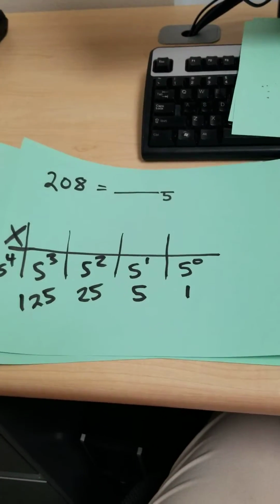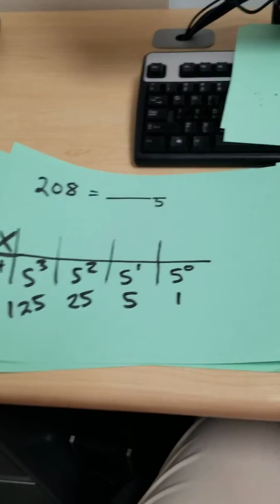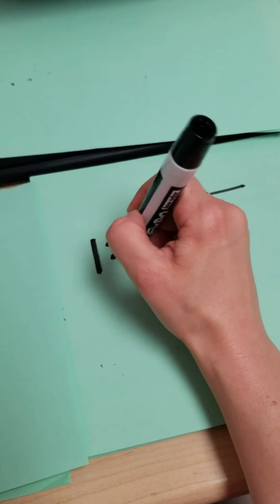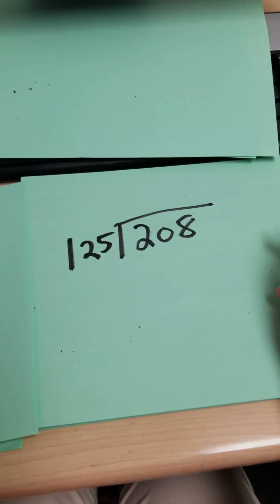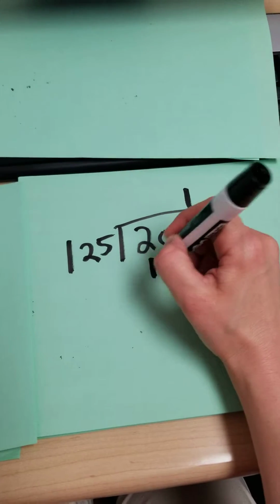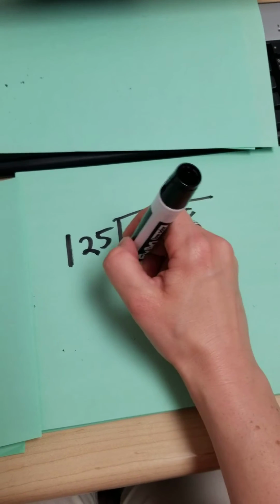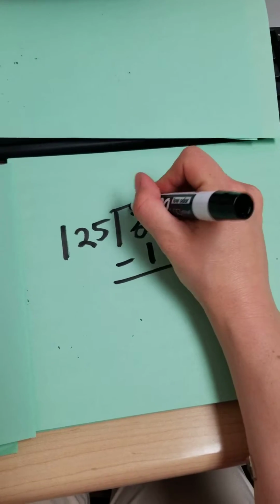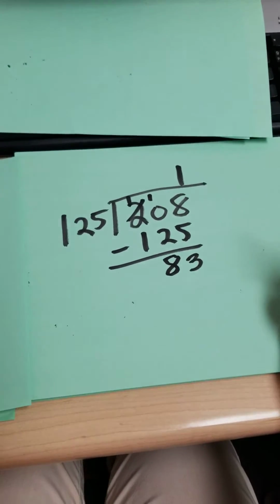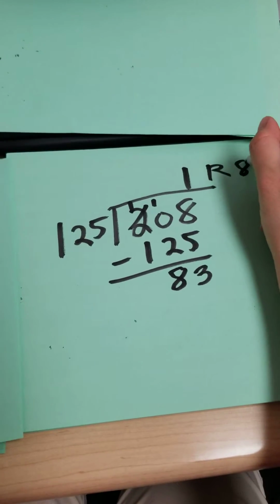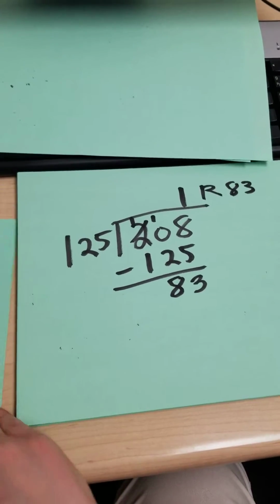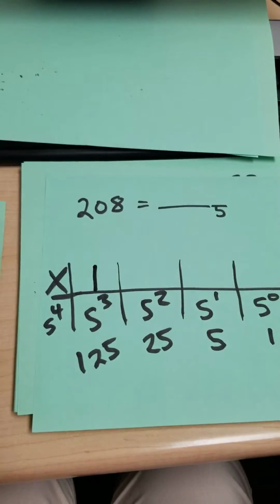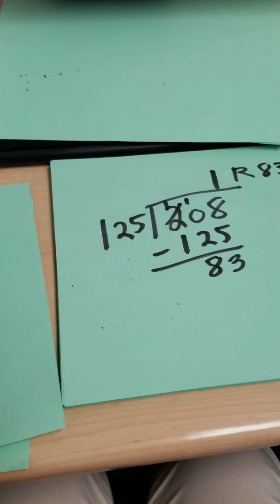So the question is 208. We want to see how many groups of 125 we can get out. And I think we can get just 1. So 125 from 208, we get 3, have to borrow, 8. So we have 1 with a remainder of 83. So of groups of 125, I could just get 1 out, and I have 83 remaining.